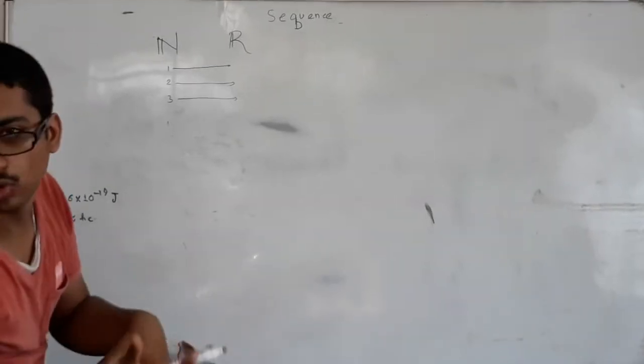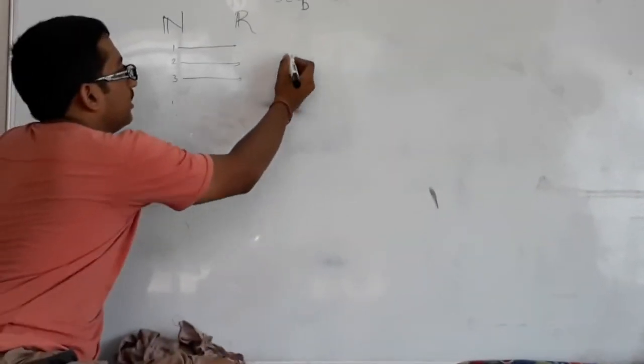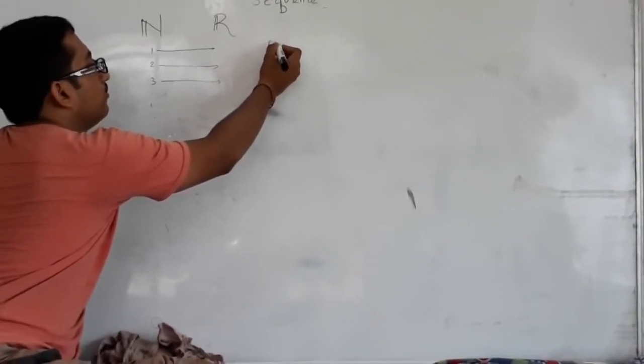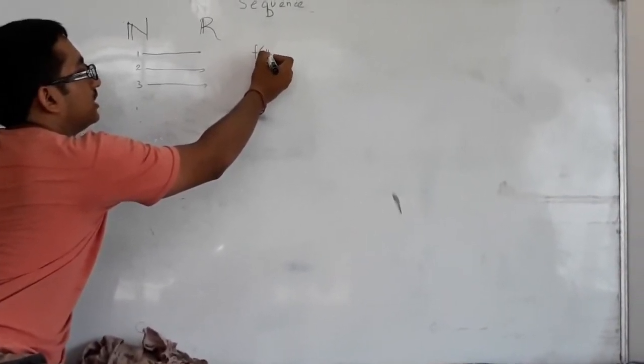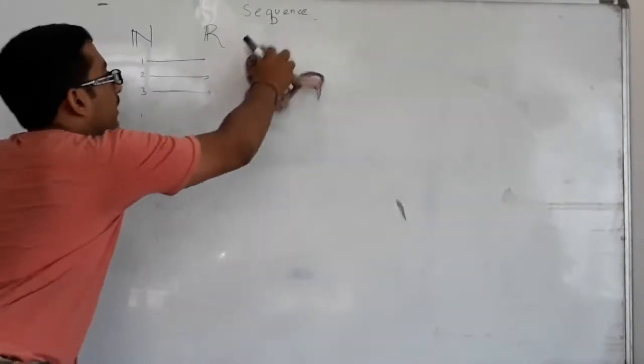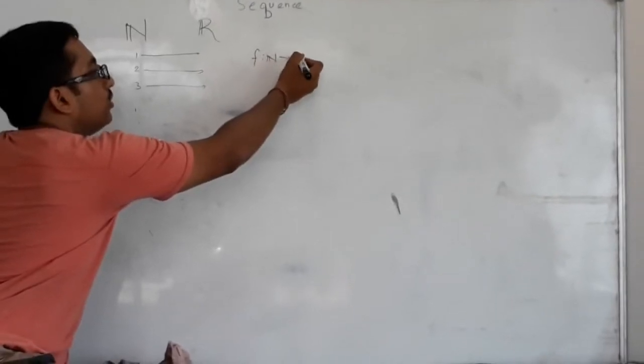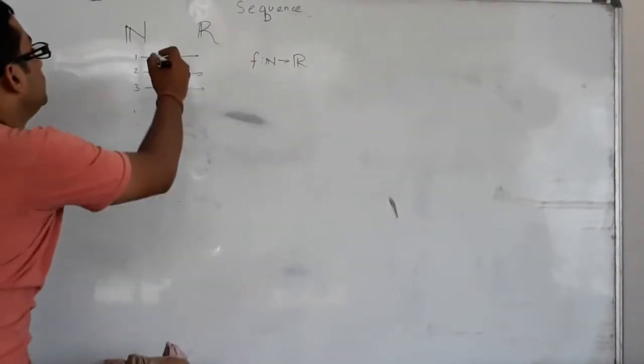So in a formal mathematical sense, it's a function from the natural number set to the real numbers. So this defines a sequence.